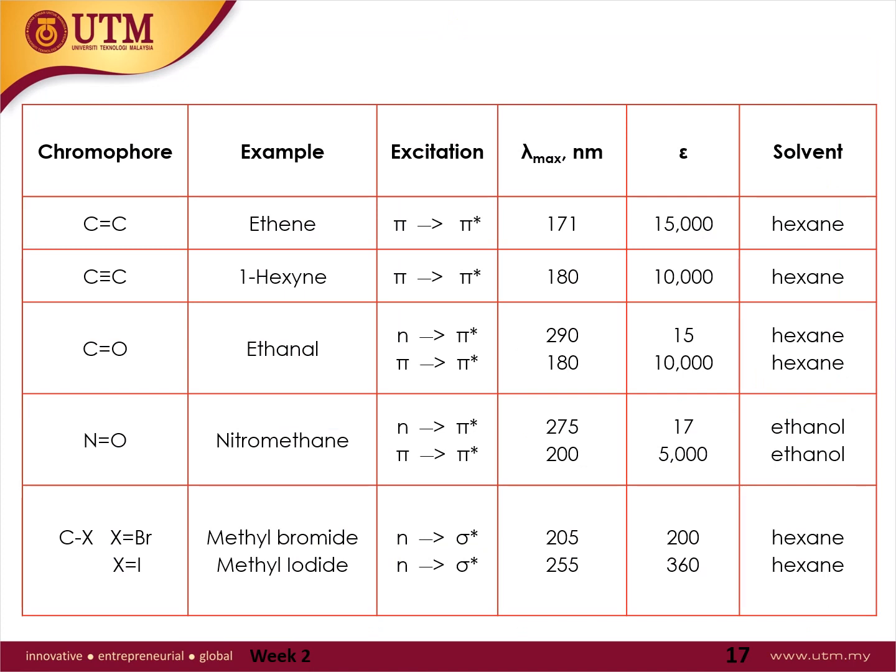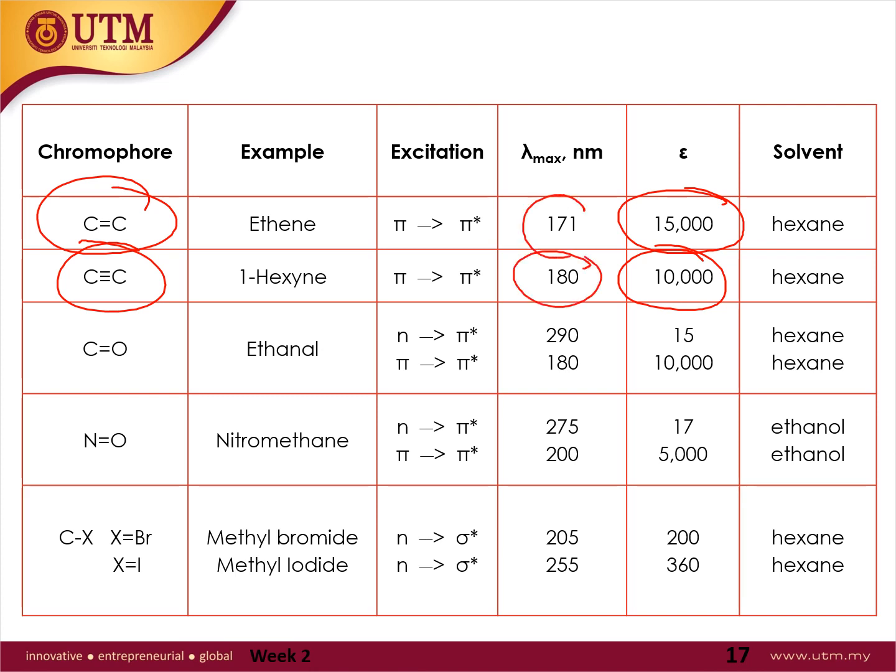Okay, this is an example of a chromophore. Chromophore, once again, is a functional group. Okay, organic functional group. C double bond C and C triple bond C will have a higher epsilon. Lambda max is usually around 180 to 171. This is more towards the lower visible UV region.